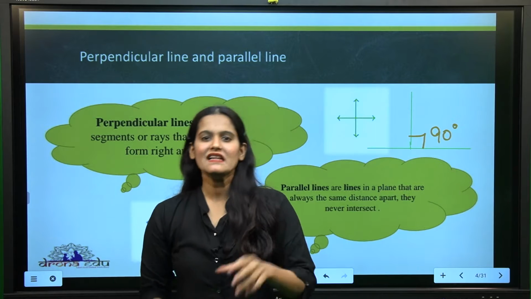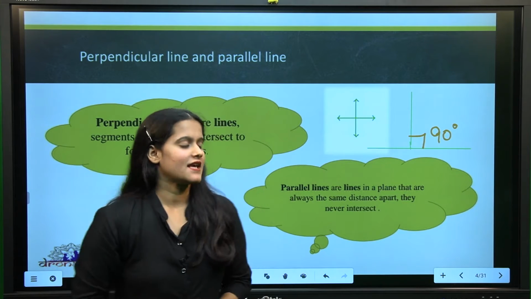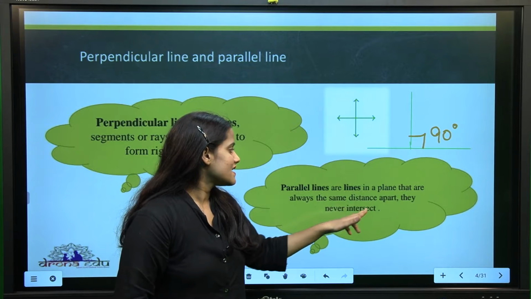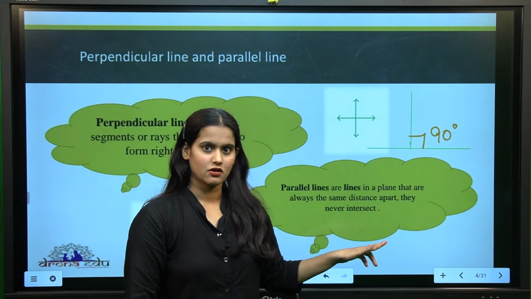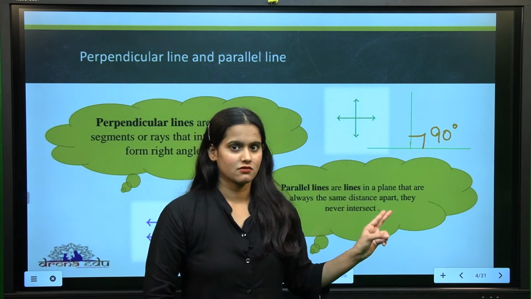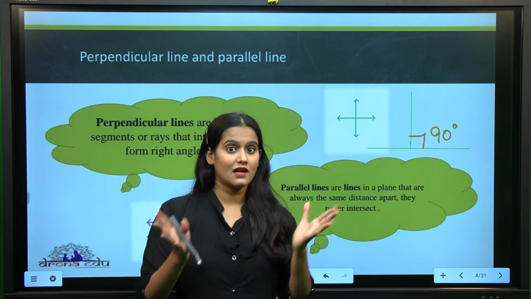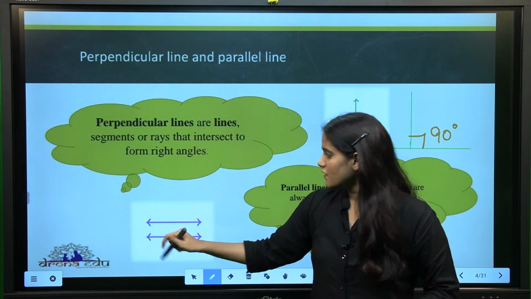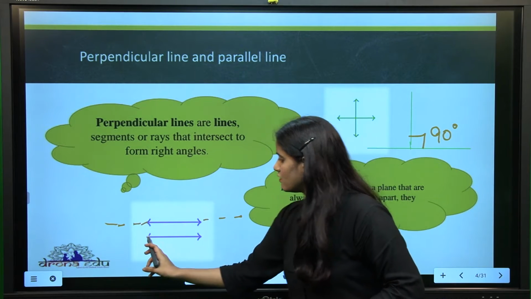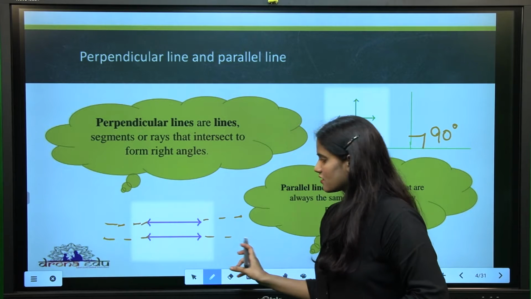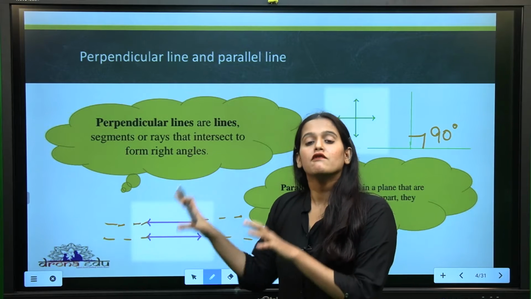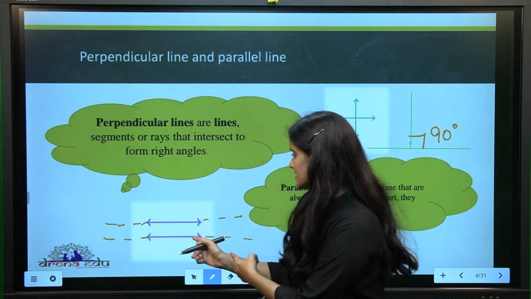But parallel lines are totally different. Parallel lines are lines in a plane that are always the same distance apart and they never intersect. Here the lines intersect, but here the lines do not intersect, like a railway track. Even if you extend them on either side, for both the lines, they never intersect. Such lines are called parallel lines. Today we are going to do the construction of this itself.